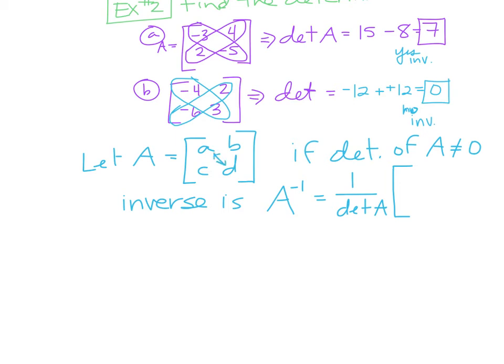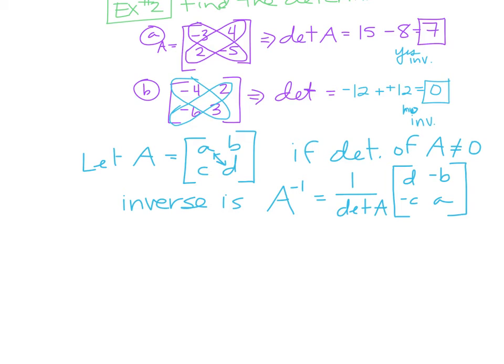We're gonna swap A and D, so this is gonna be D and this is gonna be A, and then we're just gonna change the signs of the other two. So B stays in the same spot, but now it's the opposite of B, and C stays in the same spot, but it's the opposite of C, okay? So this is how we're gonna find an inverse, all right?